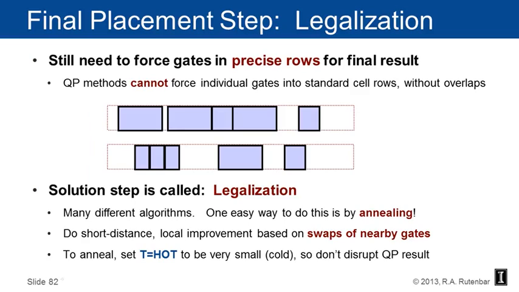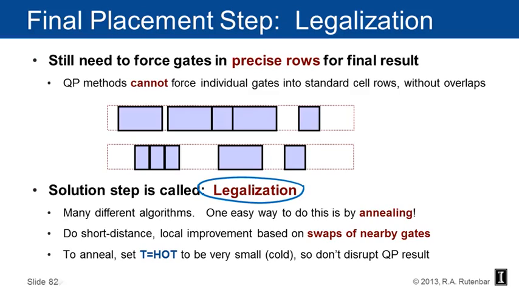Turns out we're still not quite done. We still need to force the gates into the precise rows of standard cells. And the quadratic placement methods, for all of their beauty, they cannot force the gates into lined up standard cell rows without overlaps. So there's one final solution step that I don't really have time to talk about in great detail, which is called legalization. Legalization is the process of taking the final, in this case, analytical placement where the gates are points, and snapping them into rows in some intelligent way.